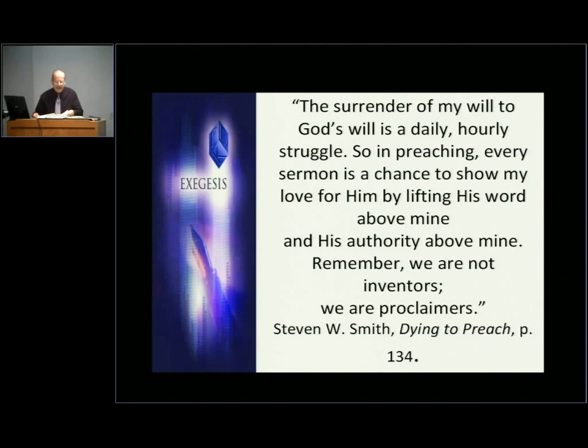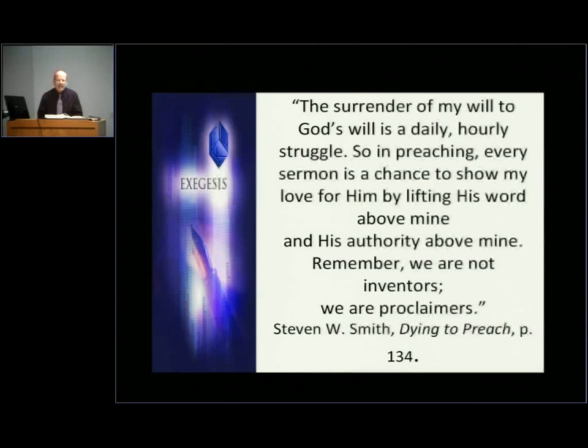When we think about exegesis, then we really understand the power of what Smith is saying here. We understand our role and what it is. What's my job as I step into the pulpit or as I'm becoming the teacher of this Bible class? What is my role? What is it that God wants me, needs me, expects me to do? Well, when I understand I'm lifting his authority above mine, his word above my word, then I got it.